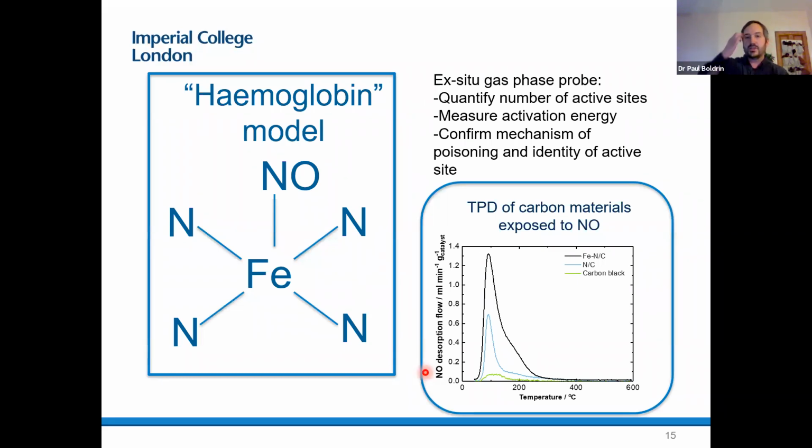So if we go back to the hemoglobin molecule, what we were looking at doing is quantifying the number of active sites. Essentially, how big this peak is tells you how many active sites you've got. Assuming that this model is correct, you'll have one molecule of nitric oxide per iron. And when this pops off and you detect it, the size of this peak will tell you how many nitric oxide molecules, and hence how many iron sites, you've got.